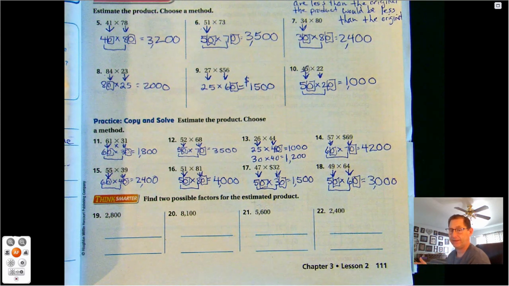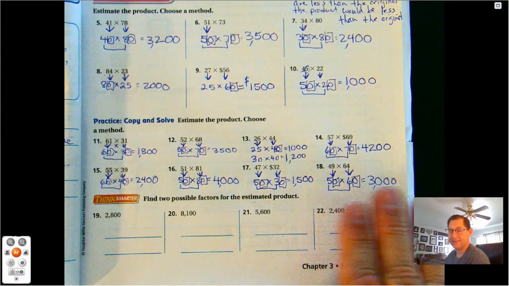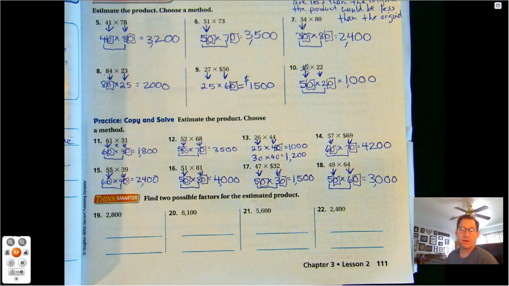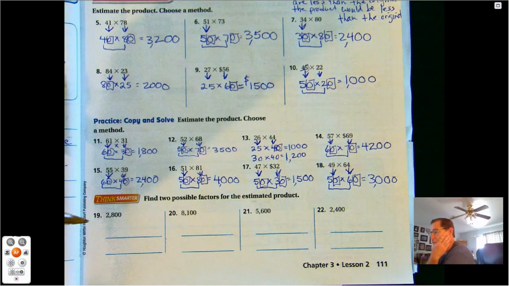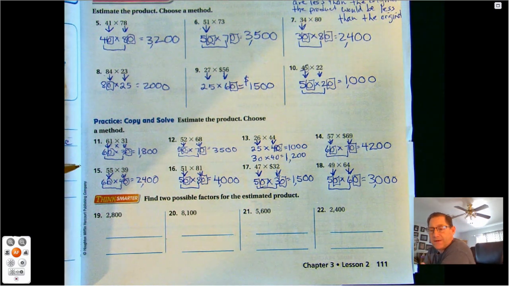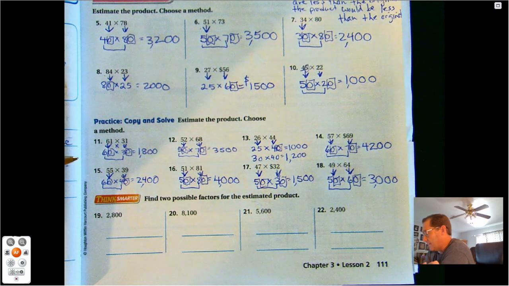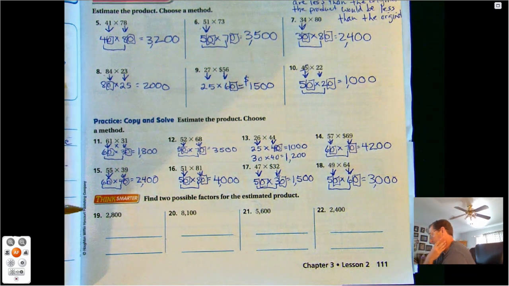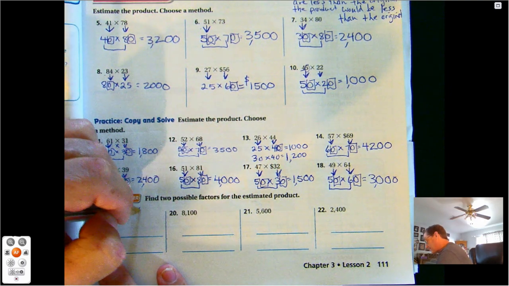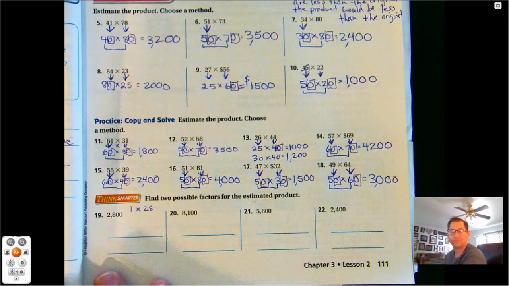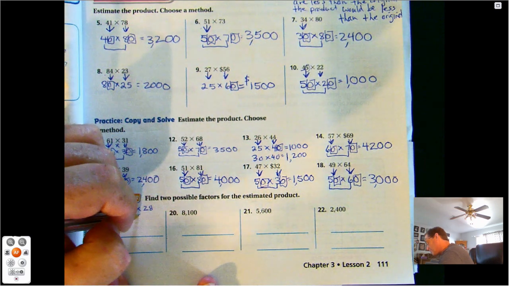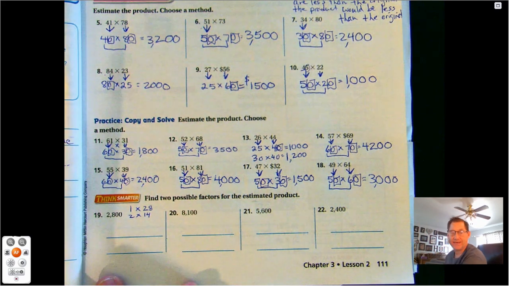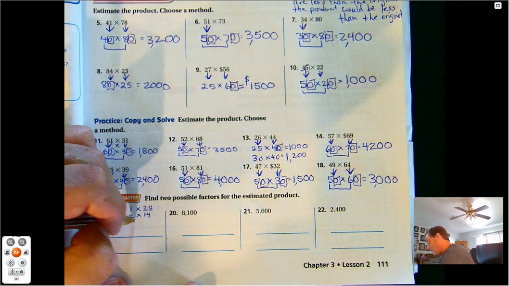All right, find 2 possible factors for the estimated product. So we need to know 2 factors that if you multiplied them would be 28. Well, I know 1 and 28. I know 2 and 14 is 28. And I know 4 times 7 is 28. So I think I'm going to use that basic math fact.